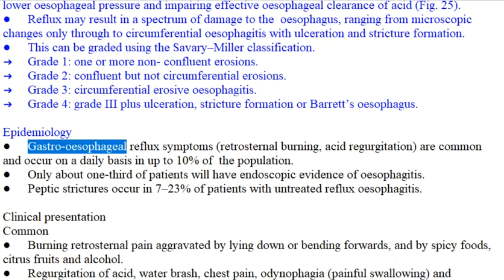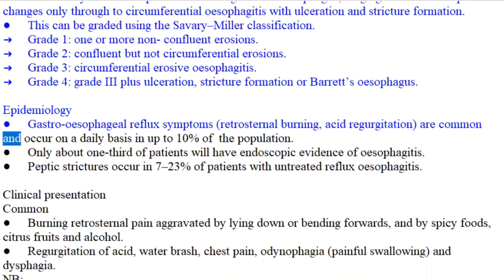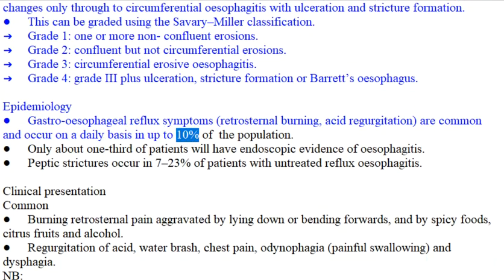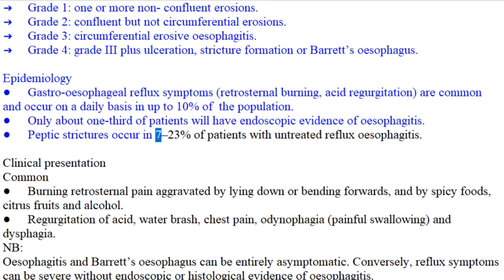Epidemiology. Gastroesophageal reflux symptoms, retrosternal burning, acid regurgitation, are common and occur on a daily basis in up to 10% of the population. Only about 1/3 of patients will have endoscopic evidence of esophagitis. Peptic strictures occur in 7–23% of patients with untreated reflux esophagitis.